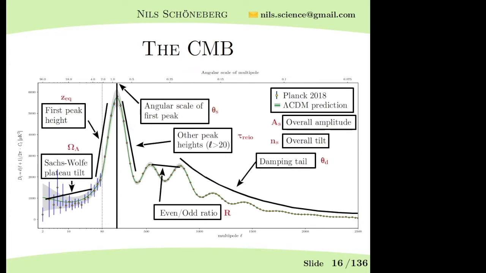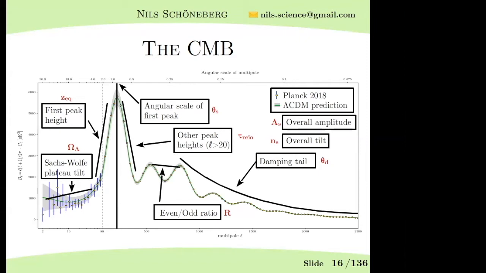Now, all of these also relate to some cosmological parameters. So, for example, the overall amplitude and tilt are guided by the primordial power spectrum. Because if you have a primordial power spectrum which is just overall higher, also your overall CMB will be higher.